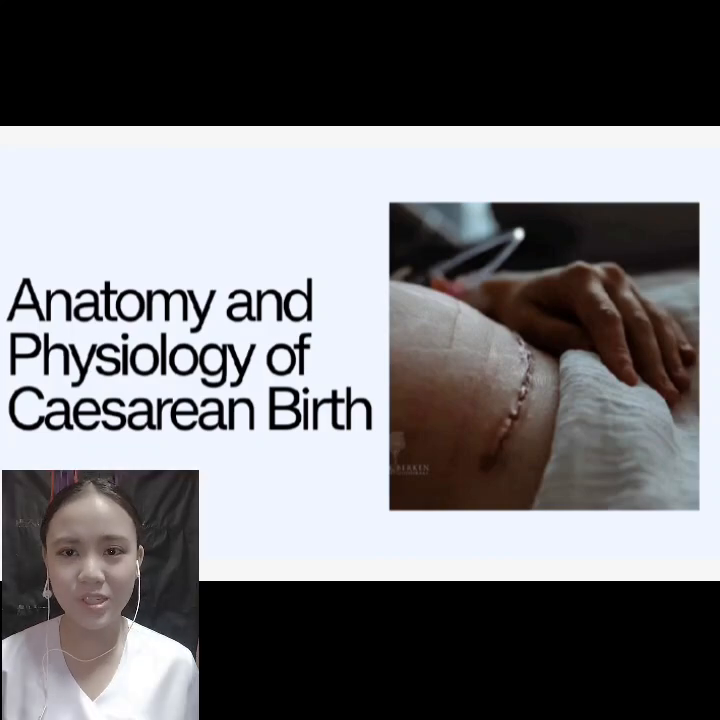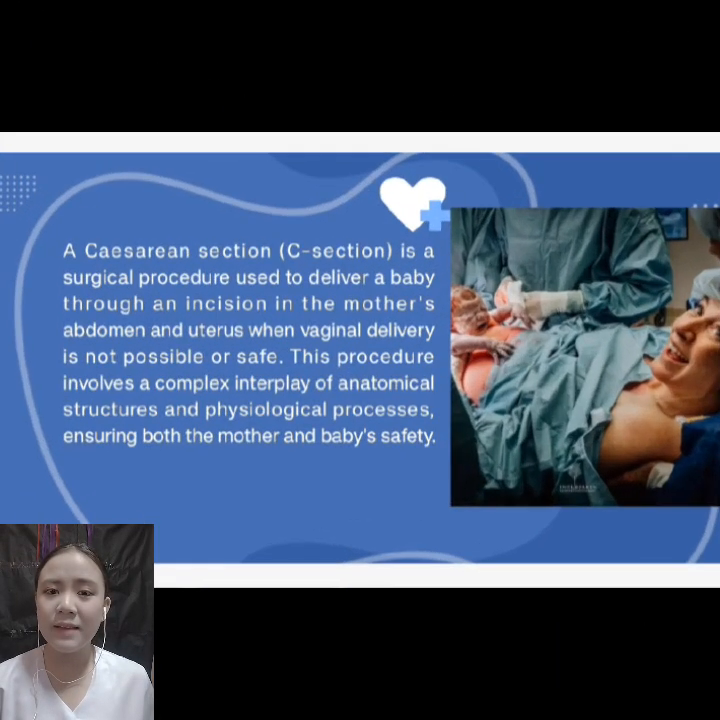Anatomy and Physiology of Cesarean Birth. This life-saving surgical procedure is used to deliver a baby through an incision in the mother's abdomen and uterus when vaginal delivery is not possible or safe. This procedure involves a complex interplay of anatomical structures and physiological processes ensuring both the mother and baby's safety.